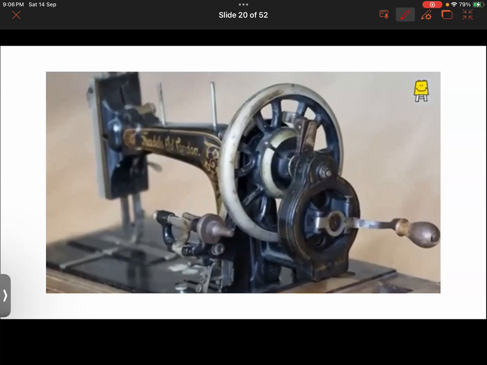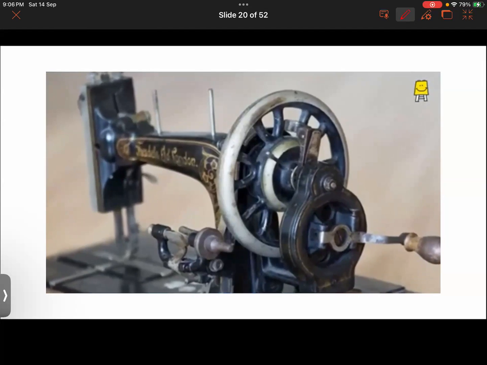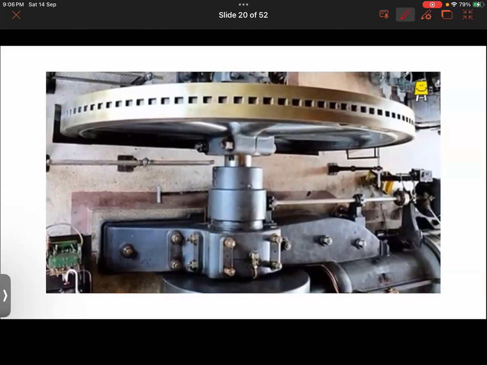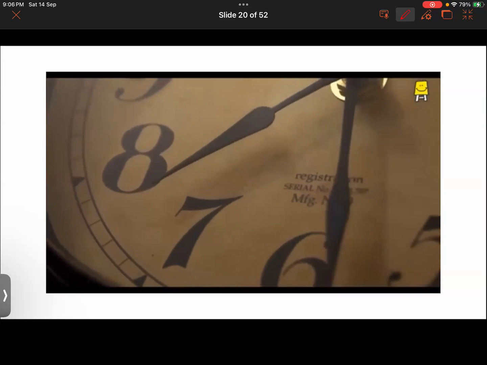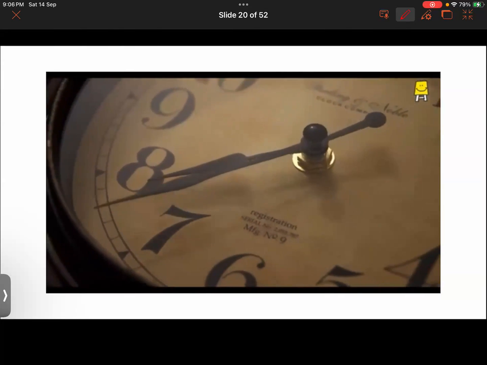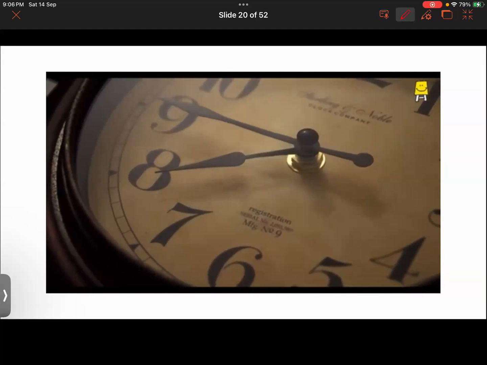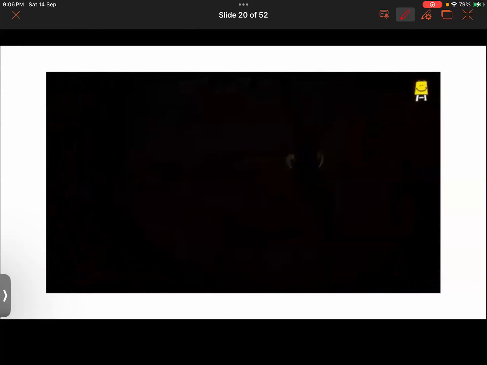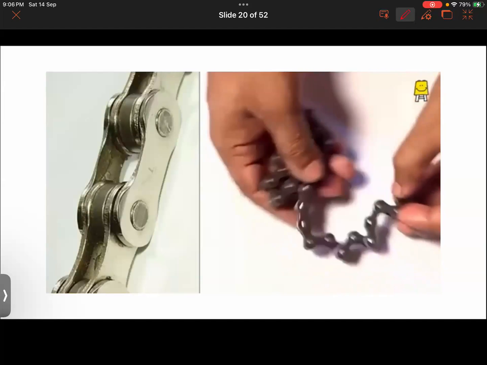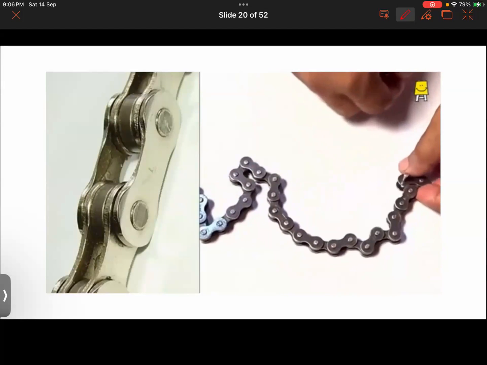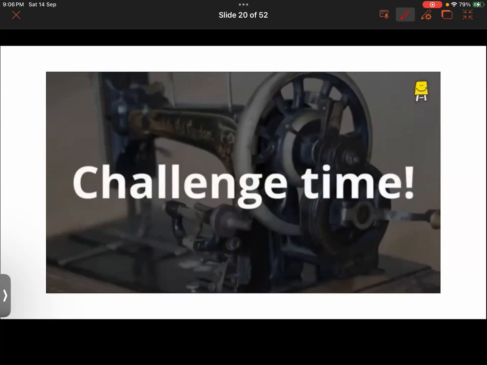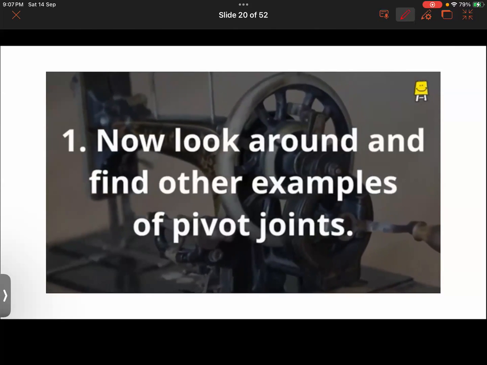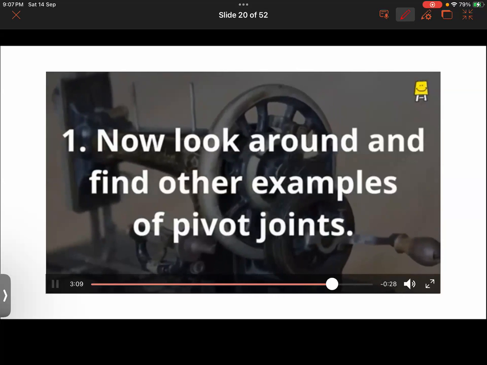Pivot joints are also used in machines where parts rotate in one plane about a point. A simple example of pivoting movement is the rotation of the hands of a clock. The chain of a cycle is a very familiar example of multiple pivot joints put together. Challenge time. Now look around and find other examples of pivot.